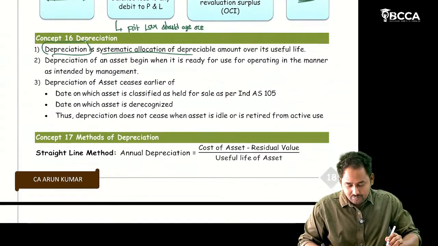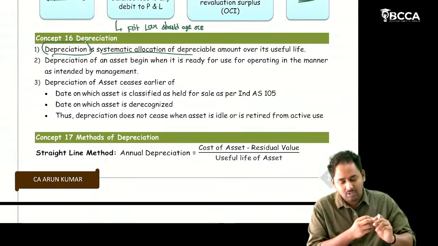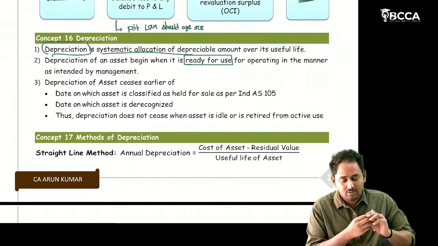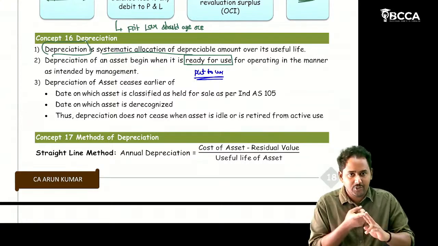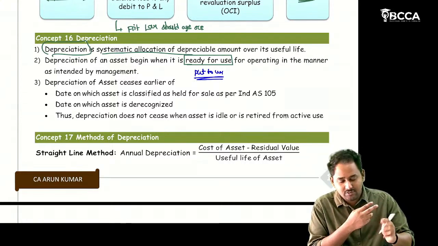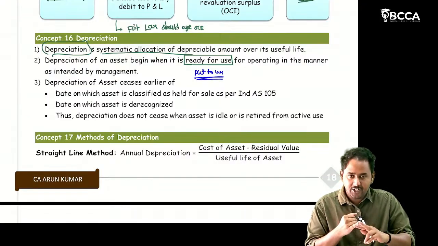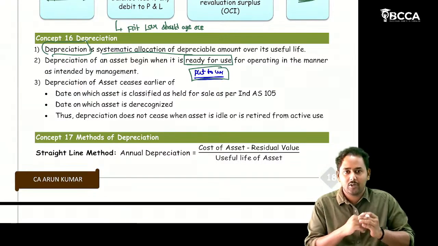Okay. What is the starting date for the depreciation? It begins when the asset is ready for use. But sometimes they will also give the put to use date. If they give both, you have the date of ready to use and the date of put to use. So in the question itself, if there is a date of ready to use and a date of put to use, you should take put to use as per the accounting concept.